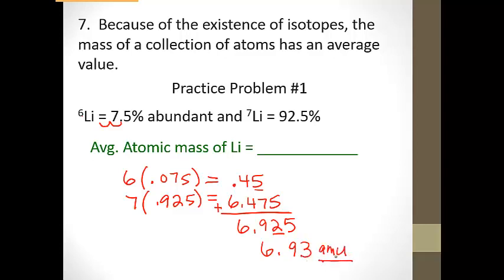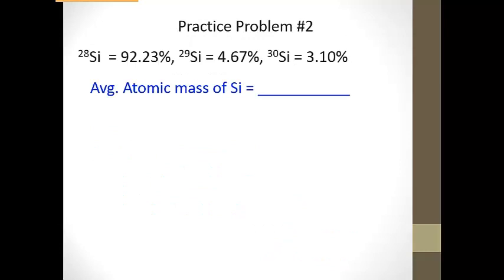Remember, that's our new mass. Since we don't want to use grams, that would be too small. This is an atomic mass unit. And for our last one, we're going to do silicon. This one has 3 different isotopes, so we follow the same rules. We just have to do 3 problems and add our masses up.